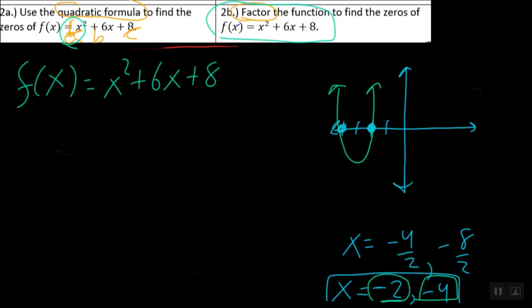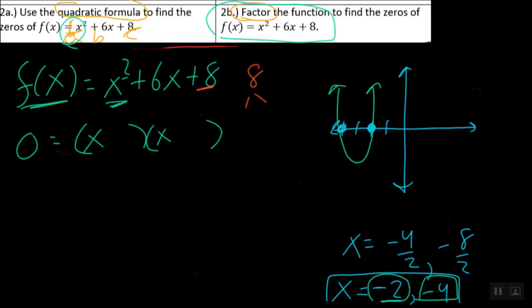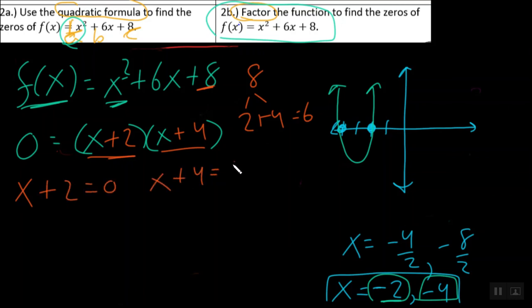Can we factor this? Well, let's take this f of x, let's set it equal to 0, and then from here, yeah, we know we're going to split it up into 2 factors. I know that x times x is x squared, and over here I can take this 8 term and split it up into 2 and 4, and I know 2 plus 4 is 6. So plus 2 plus 4, and then from here, if you will recall, all we have to do is we take these factors and set them equal to 0. So x plus 2 equals 0, x plus 4 equals 0, and we simply solve.